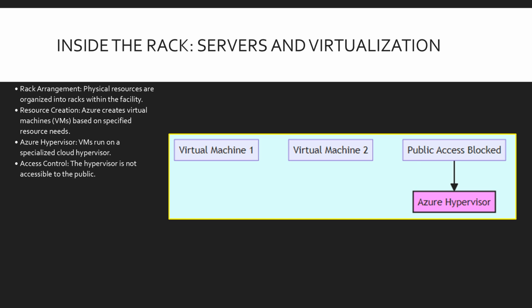This diagram visualizes the stack within a rack. We see a server hosting multiple virtual machines. Beneath them sits the Azure hypervisor, highlighted in pink, which acts as the foundation. The dotted line from public access blocked to the hypervisor illustrates that while you use the VMs, the hypervisor layer remains inaccessible to the public for security.